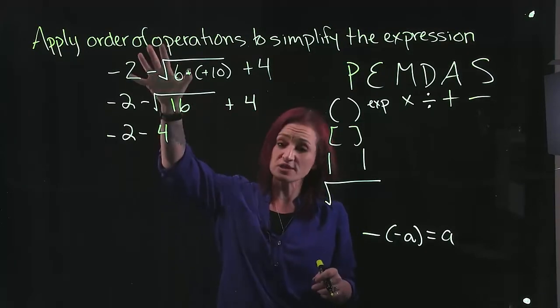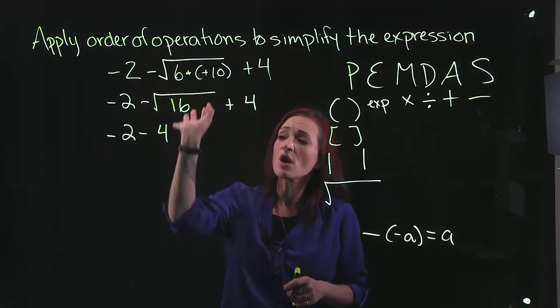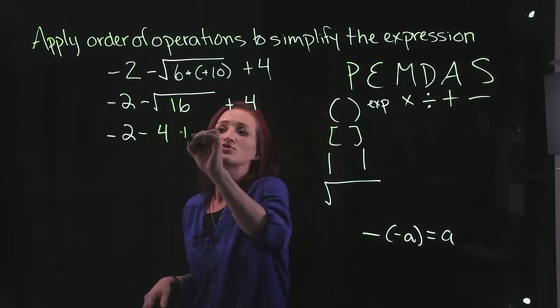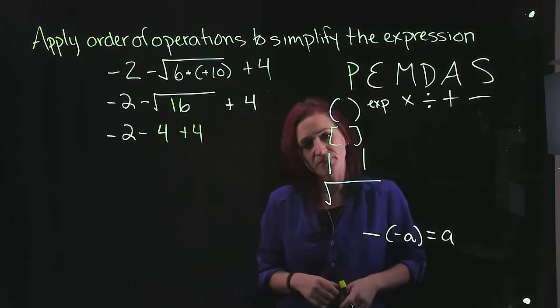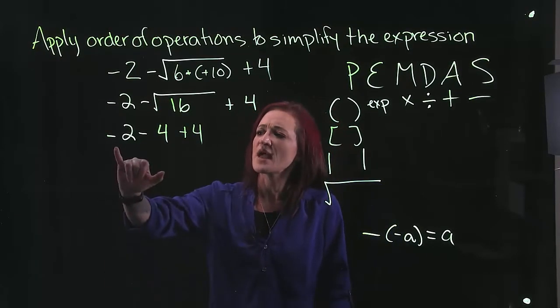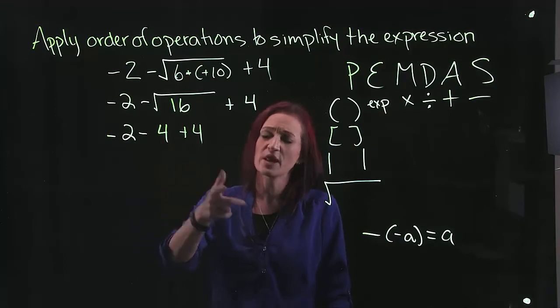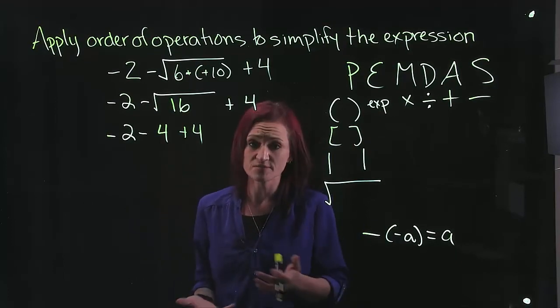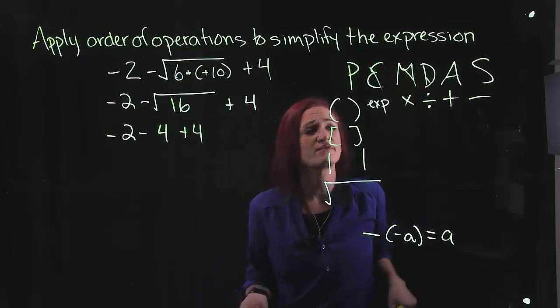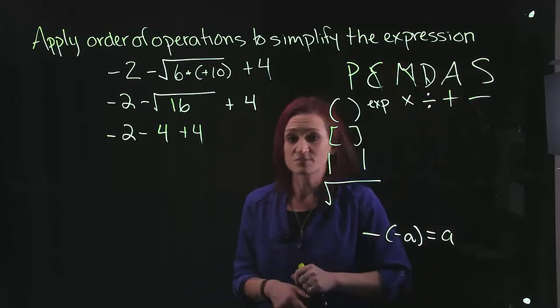So we've taken the square root of it, which means we no longer have the radical symbol, we just have the 4. So then we can drop down this plus 4 back here. Now, taking a look at the problem that we have left, we have -2 minus 4 plus 4. It's all addition and subtraction. So we don't have exponents, we don't have multiplication, we don't have division. All we have is addition and subtraction.